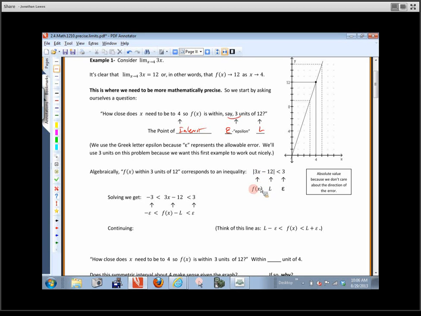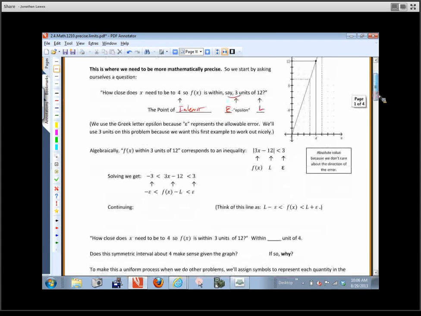So we're going to generalize this in a couple minutes. This is the function. This is what we think is the limit, and this is the allowable error. So this is the function, this is L, and this is epsilon. All right? Now, if we were to solve that inequality, it looks something like this.